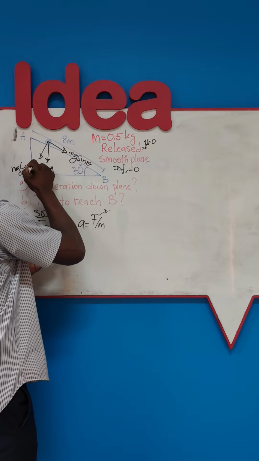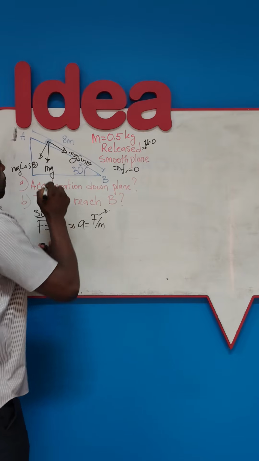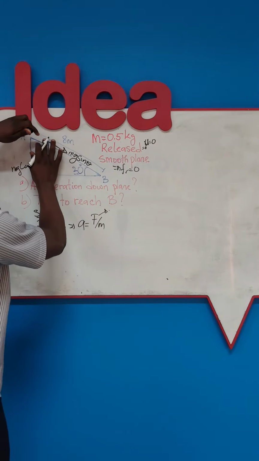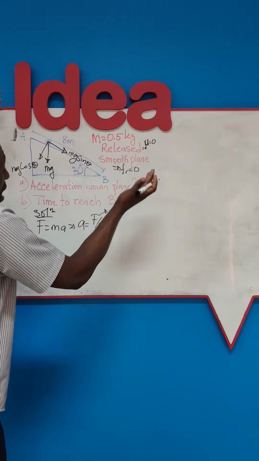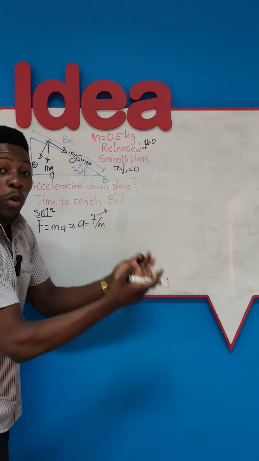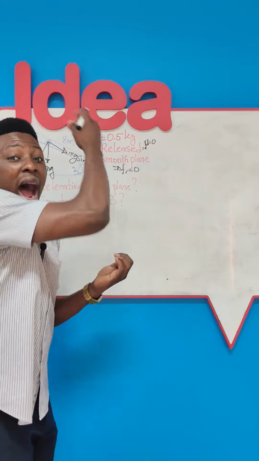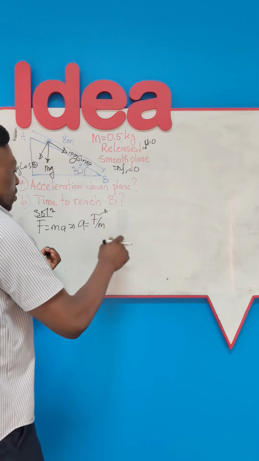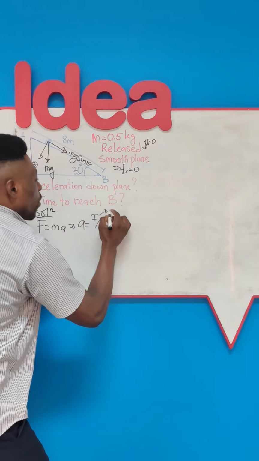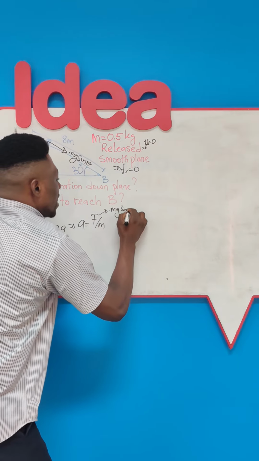while this other one here is mg cos theta. Now with this in mind, and in the absence of any other force, this is the only force which is causing motion along this plane and in that direction. So F here is going to take the form of mg sine theta.